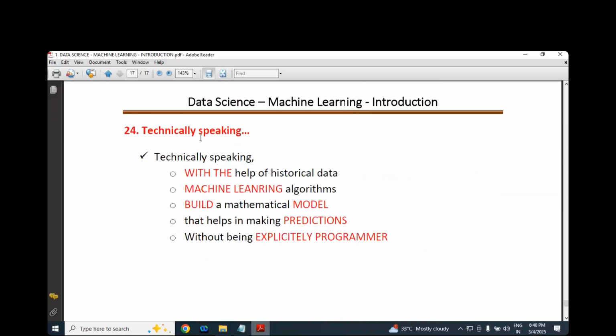From this material, these are all the last discussion. Technically speaking, make a note of this one. Technically, with the help of historical data, machine learning algorithm builds a math model, and that helps in making predictions without being explicitly programmed. With the help of historical data. For an ML algorithm, historical data is definitely required.